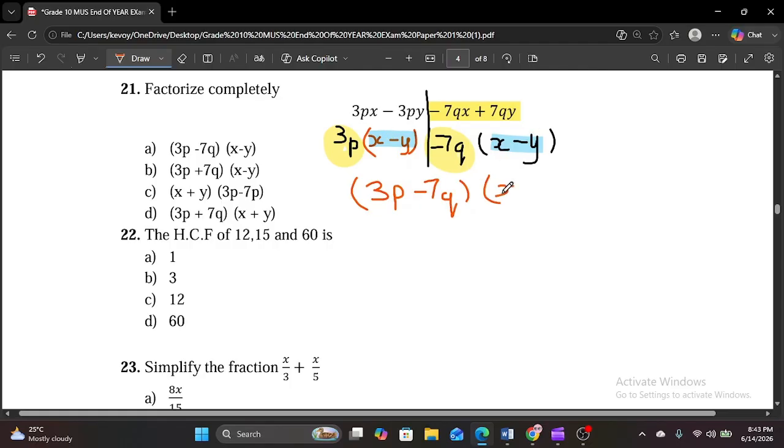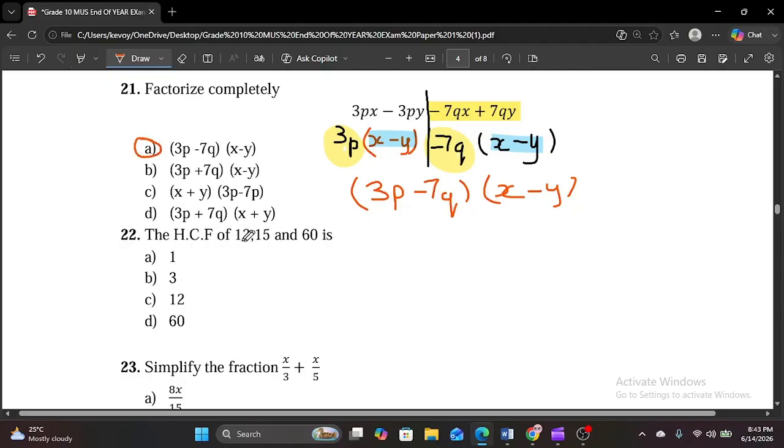So that's my x minus my y. All right, so my answer now is going to be over here. So 3p minus 7q, and we have x minus y. So A is going to be my answer right there.